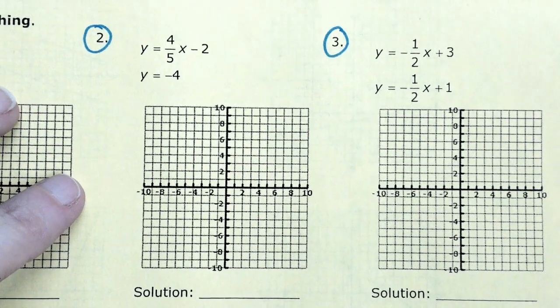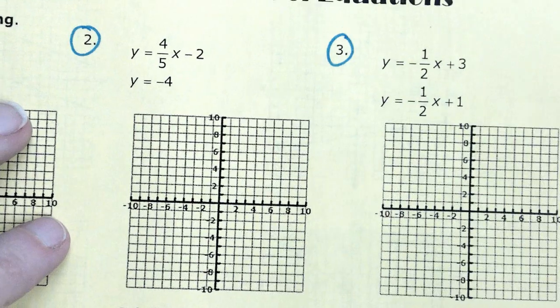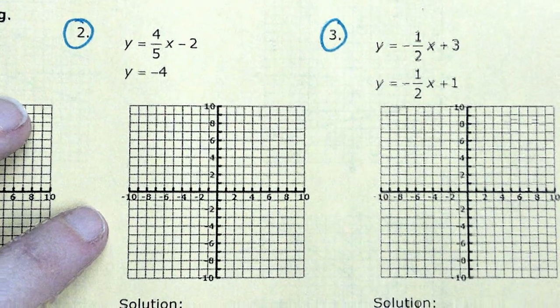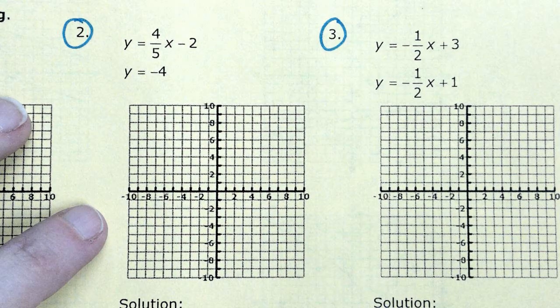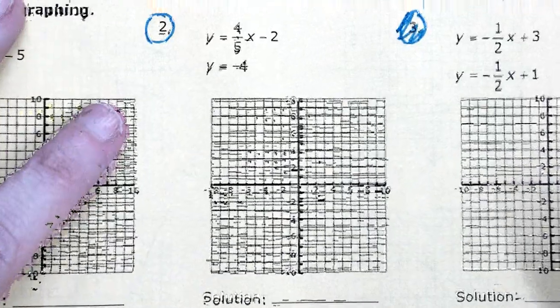Okay, so let's take a look at the first one here at number 2. Number 1 is pretty easy. Number 2 is a little tricky. Honestly, I think number 3 is pretty easy too. Number 3 is pretty easy. You're going to do that one by yourselves. Okay, so let's look at number 2.